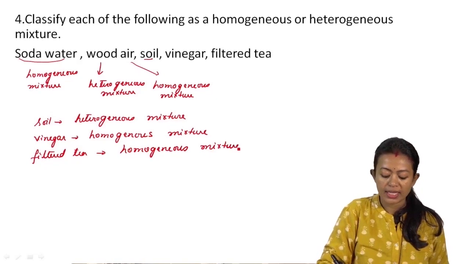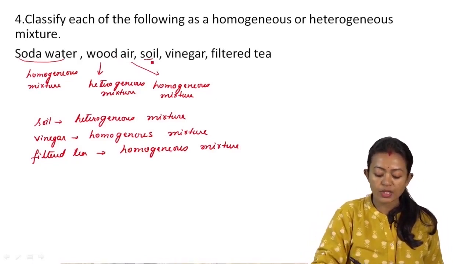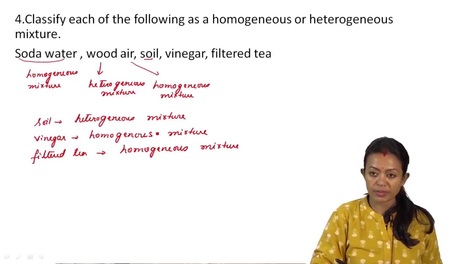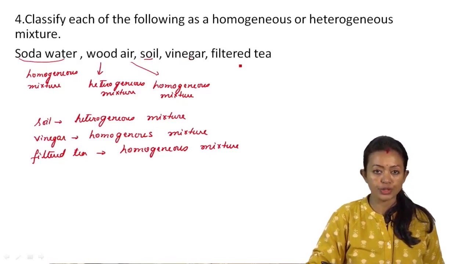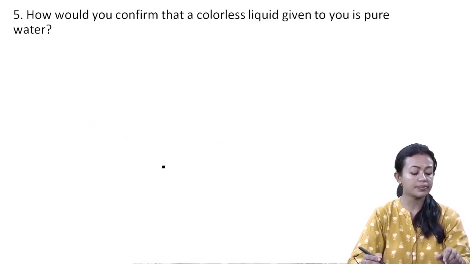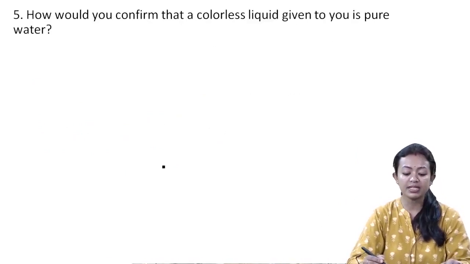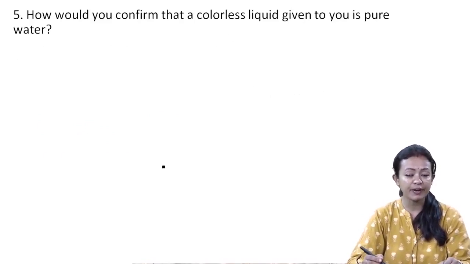So, in this case, we find that wood and soil are heterogeneous mixtures, whereas soda water, air, vinegar and filtered tea are homogeneous mixtures. Now, let's go to the next question. How would you confirm that a colorless liquid given to you is pure water? Now, which property would you identify to find out whether the colorless liquid is pure water or not?